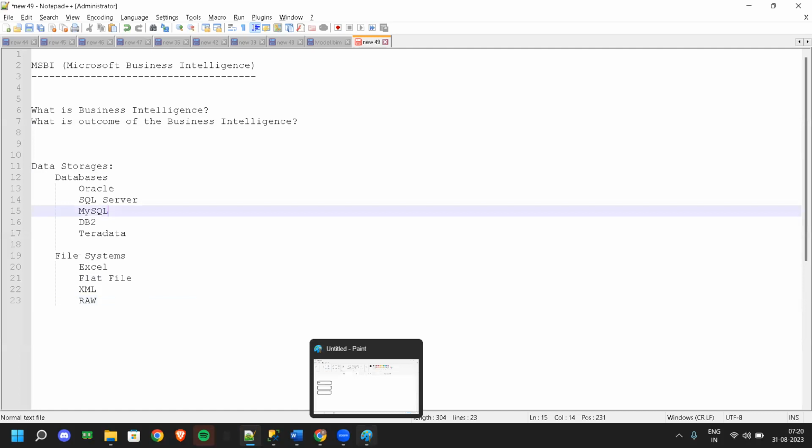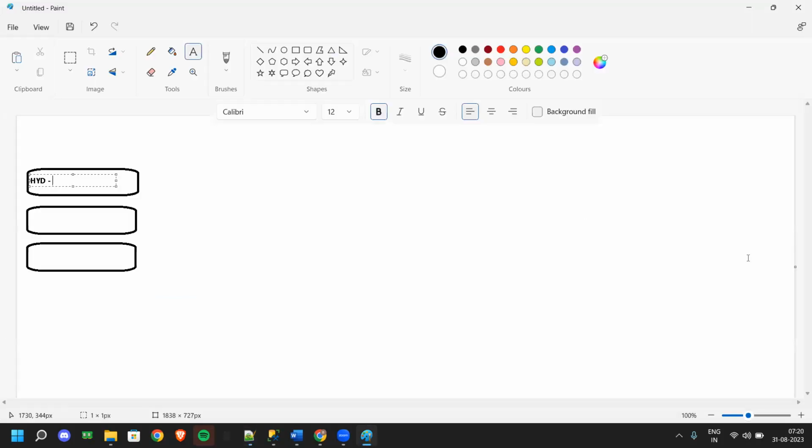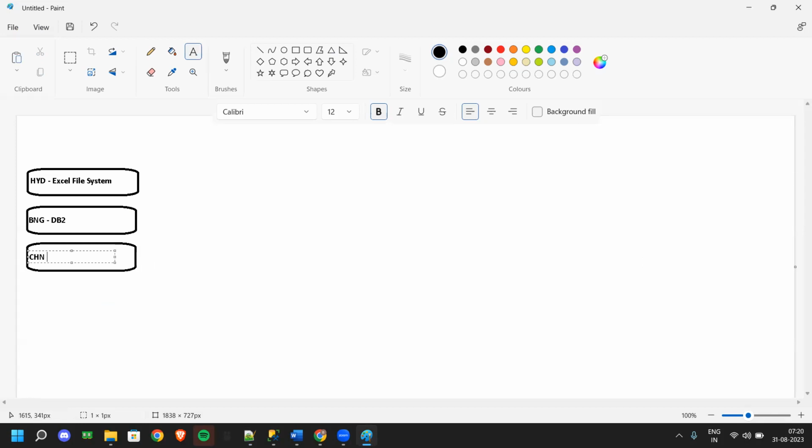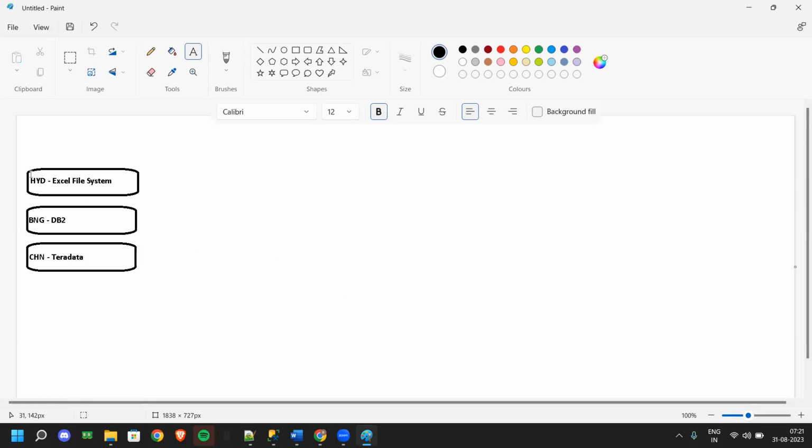Now, let's go back to our design. All my Hyderabad branch details are in the Excel file system. All my Bangalore branch details are in DB2. And Chennai branch details are in Teradata. Sir, we have three different systems. Each branch has been maintaining their own data in a separate file system and database.